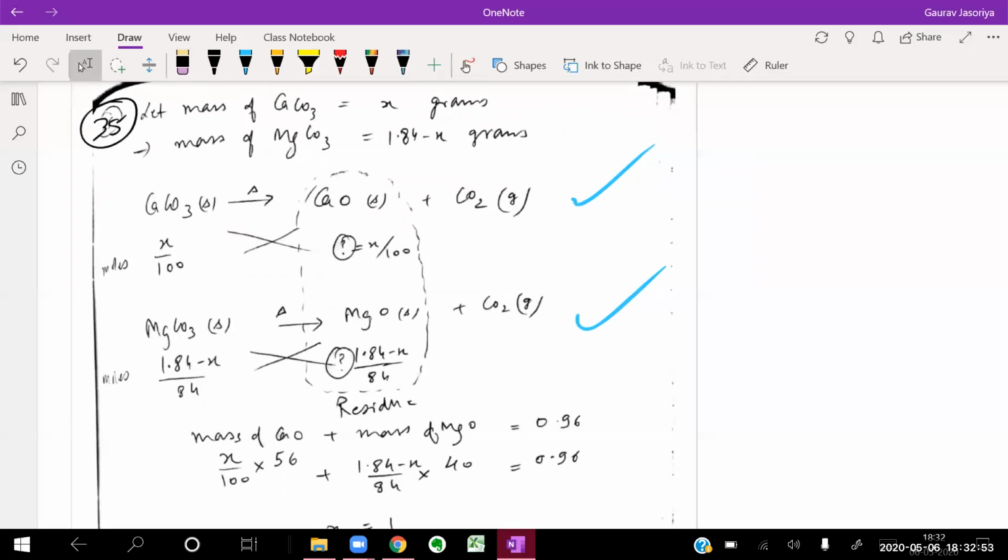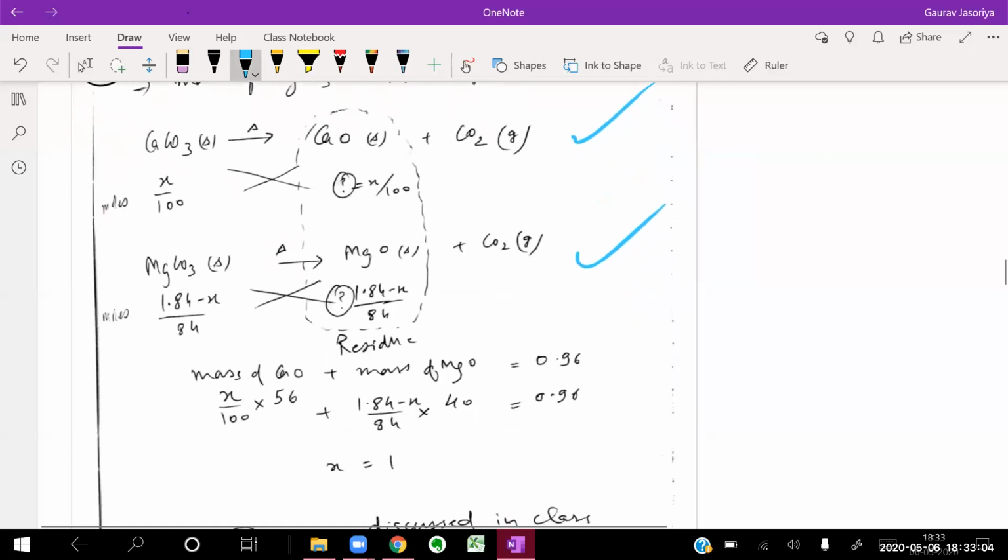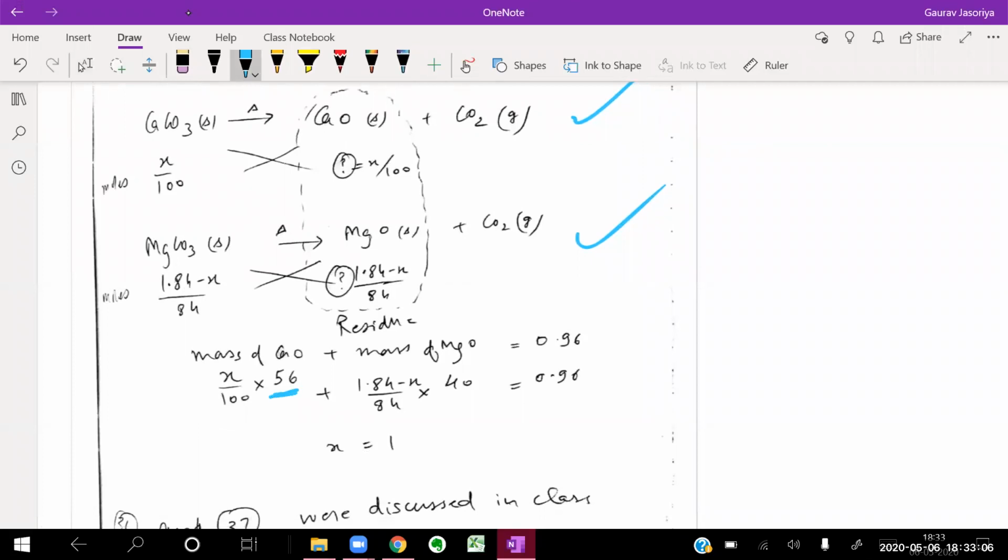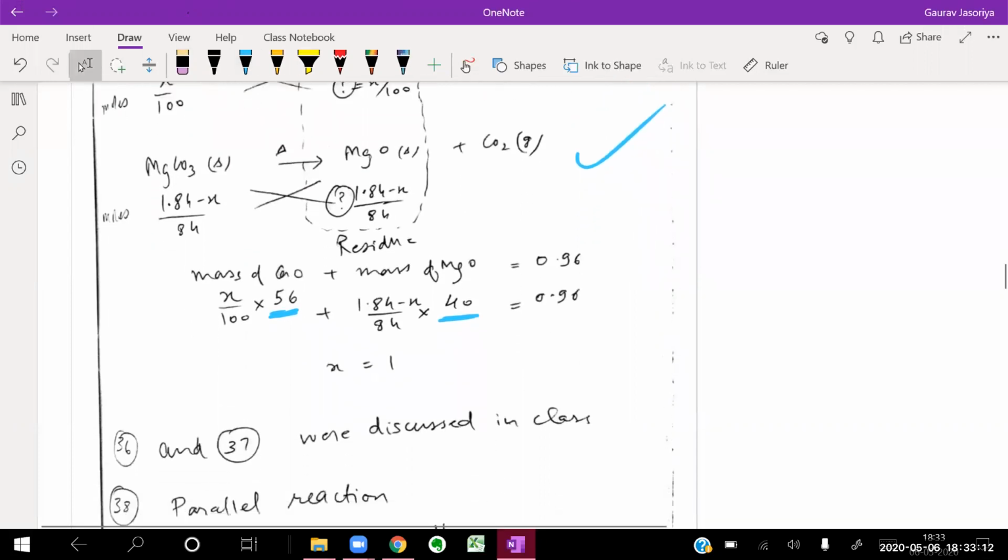X is the mass of calcium carbonate, 100 is its molecular weight, and 84 is the molecular weight of MgCO3. Based on that, you compute the moles of the oxides and then multiply by their respective molecular weight to get their mass, and this is given to be 0.96. You will get the value of x.